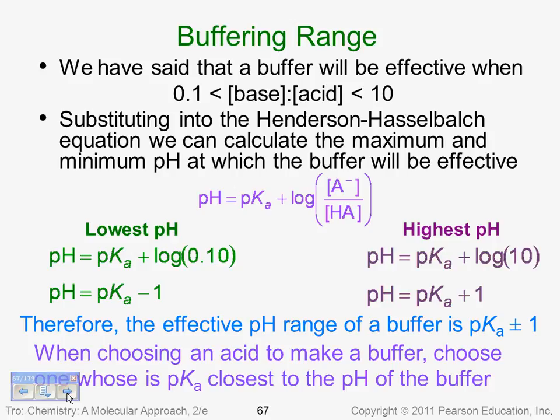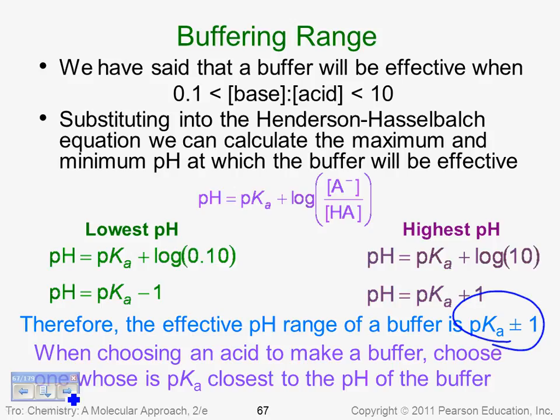So there's just some math here, but this is basically what I just said. The effective range of a buffer is plus or minus 1 pKa. Whatever the pKa is, up 1 or down 1, that's your effective range for a pH. That's your effective pH range on a buffer.